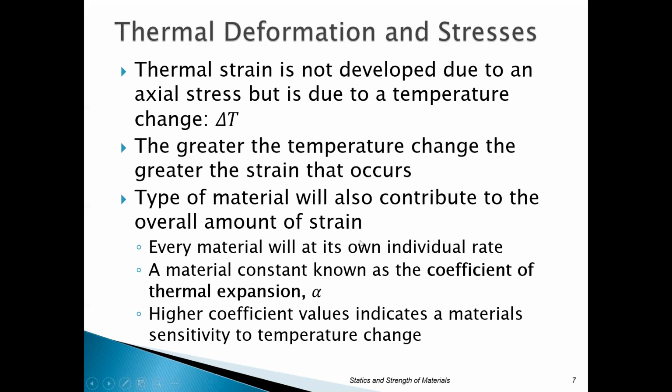And the type of material also will play into the amount of strain, because every material has its own constant associated with it when it comes to thermal changes. Just like every material has its own unique modulus of elasticity, it will also have its own unique material constant known as the coefficient of thermal expansion, and that is denoted as alpha.